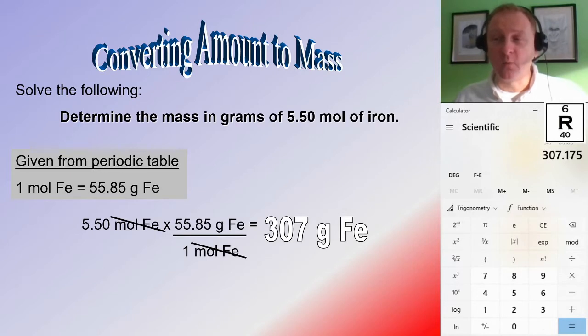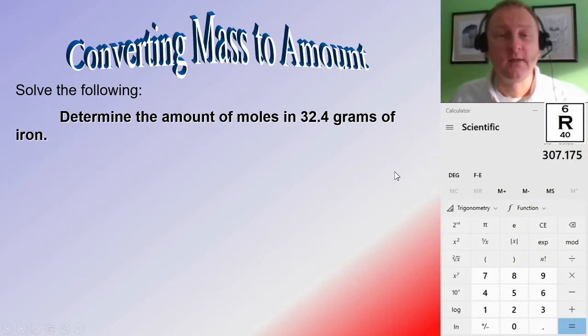If this 0.1 would have been 0.5 or greater, we would round up. So it would be 308. But this is less than 5, so we don't round up. Okay, let's try another one.